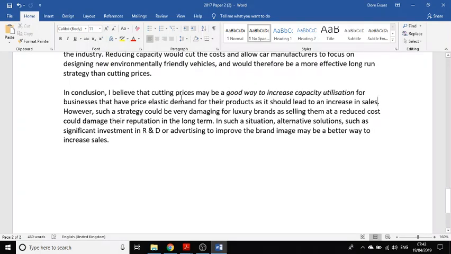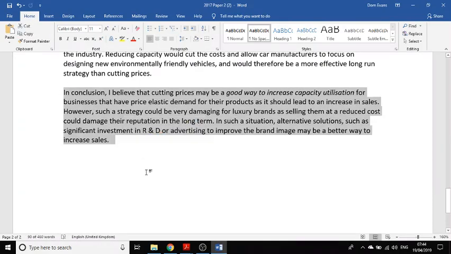Right, what have I done here? I've answered the question, is it a good way? And I've explained why. I've supported my answer. All right, it should be cutting prices could be a good way to increase capacity utilization if there's price elastic demand, because it will lead to an increase in sales. But I need some balance in my conclusion. Right. So, however, such a strategy could be very damaging for luxury brands, as selling them at a reduced cost could damage their reputation. In such a situation, alternative solutions such as significant investment in R&D or advertising may be a better way to increase sales.